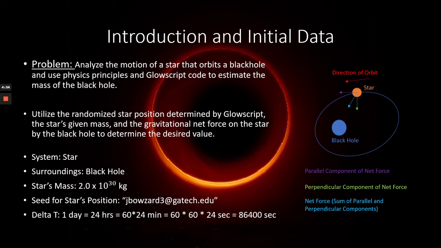To the right, you see a simplified model of the lab. The star is the system and the black hole is acting as the surroundings. The star is orbiting counterclockwise and the purple and green vectors correspond to the parallel and perpendicular components of the net force in blue, respectively.